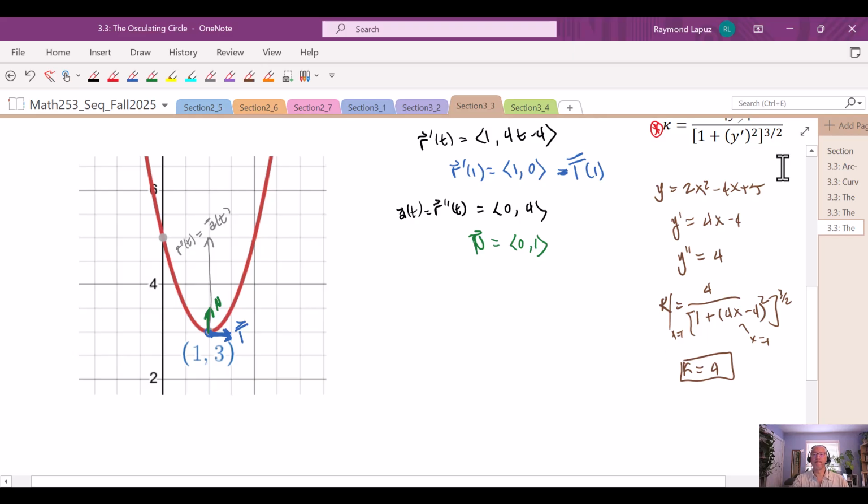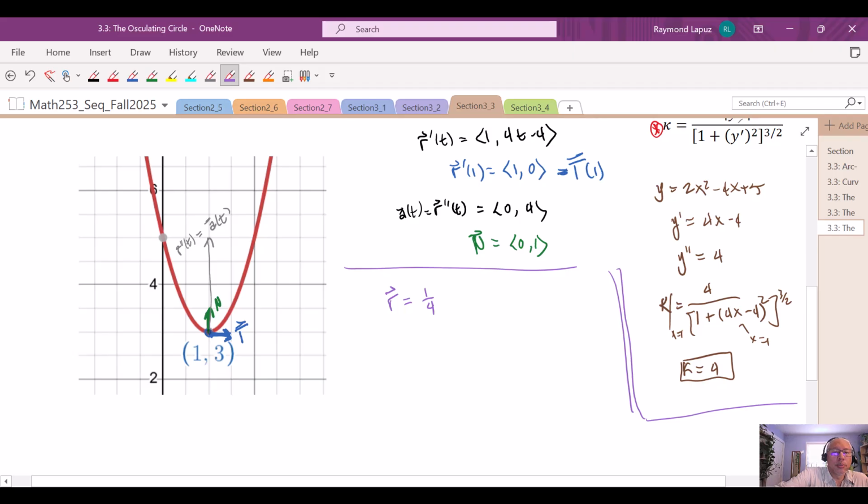All right. So now that we know the curvature to be 4, we can expect our radius for our osculating circle to be 1/4. So r is equal to 1/4. Now, what we're going to do is go from this point here, (1, 3), and go 1/4 step in the unit normal direction.